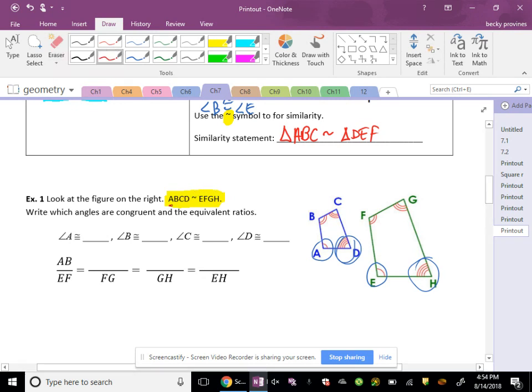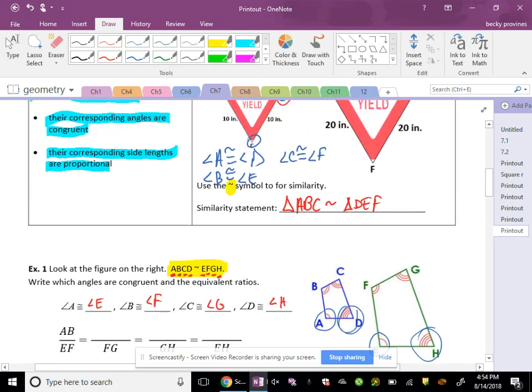So A, the first letter, what does it correspond with? And that would be angle E. B, the second letter, corresponds with angle F. Angle C corresponds with angle G. Angle D with angle H.